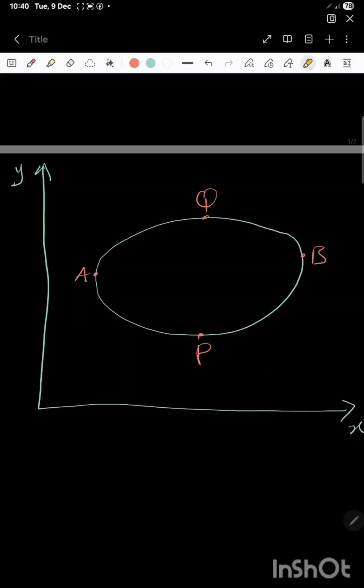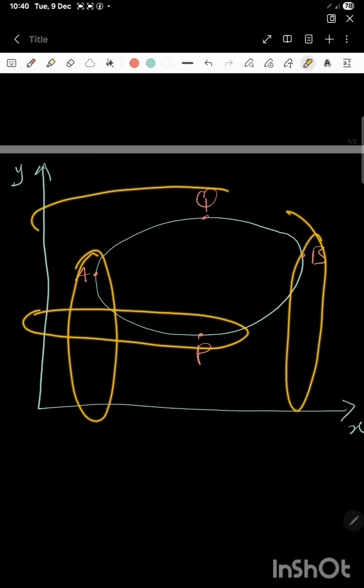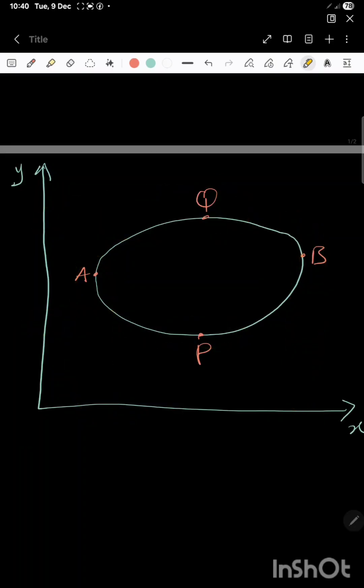When you are going to get the limits, consider the points which are lying on the x-axis and the points which are lying on the y-axis. If you look properly here, you are going to find that A and B are on the x-axis, and also P and Q are lying on the y-axis. So when getting the limits, we are going to create limits for A and B, as well as creating the limits for P and Q.